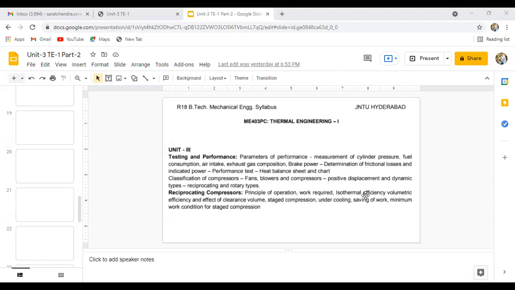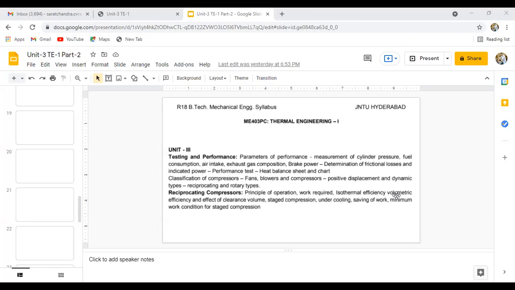our last class. So today we are going to study volumetric efficiency and the effect of clearance volume. I will tell you, we have already discussed in unit 1 regarding clearance volume and swept volume. Here once again we will see the effect of clearance volume and what is volumetric efficiency. For this volumetric efficiency we have one derivation, and after that we are going to solve some problems related to it.